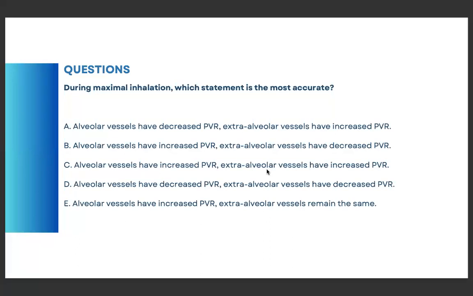On the other hand, your extra-alveolar vessels have decreased PVR. That is because as you're breathing in, your lung tissue itself is becoming bigger. So these extra-alveolar vessels stretch wide open, and their diameter becomes a lot bigger. That decreases your resistance and increases the blood flow because they're becoming bigger. You're pulling them apart.